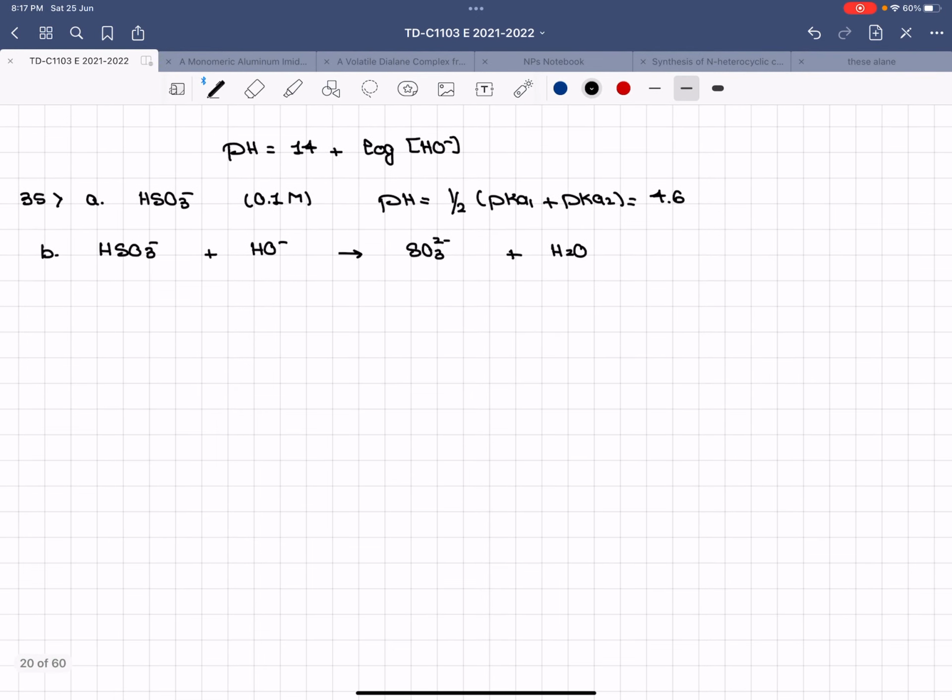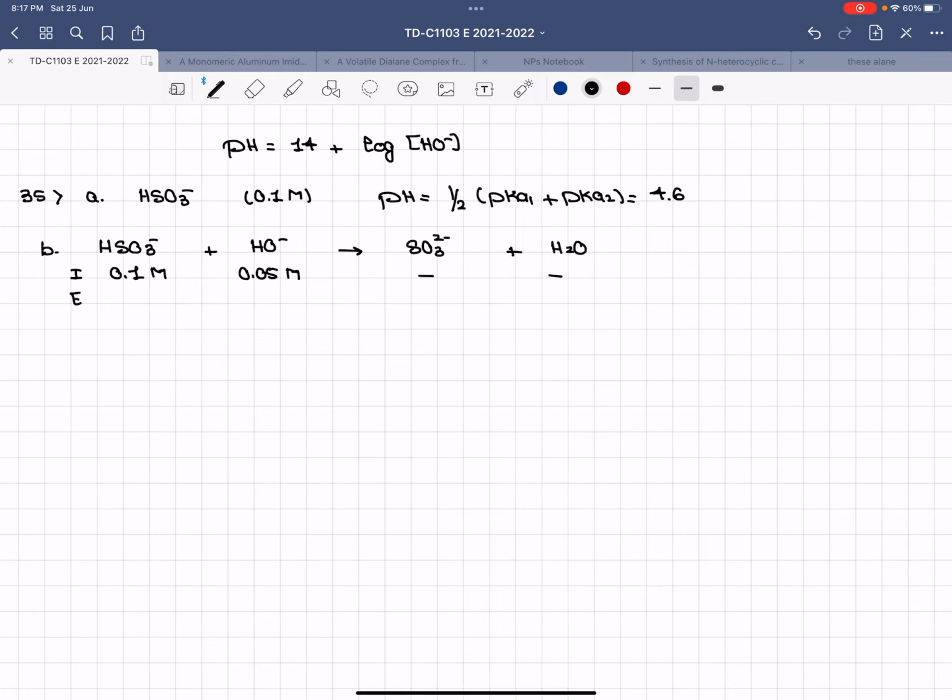So initially, this was 0.1. Let's stay with mole per liter, it's okay because we're working in 1 liter. 0.05 mole per liter, nothing. Limiting, it's very obvious what the limiting is. At the end, this will be 0.1 minus 0.05, which is 0.05, and this will be a value of epsilon. This will be 0.05. Pay attention, without any calculations, the conjugate is equal to the conjugate.